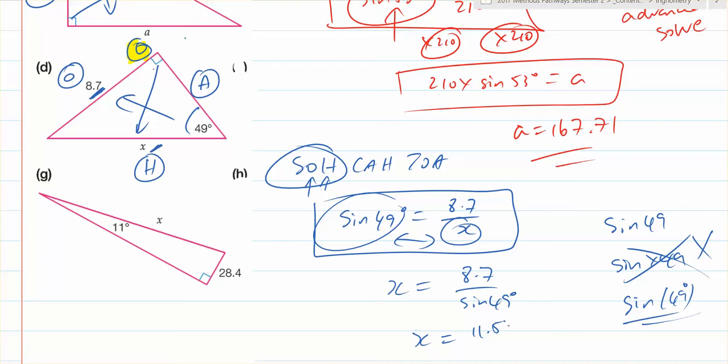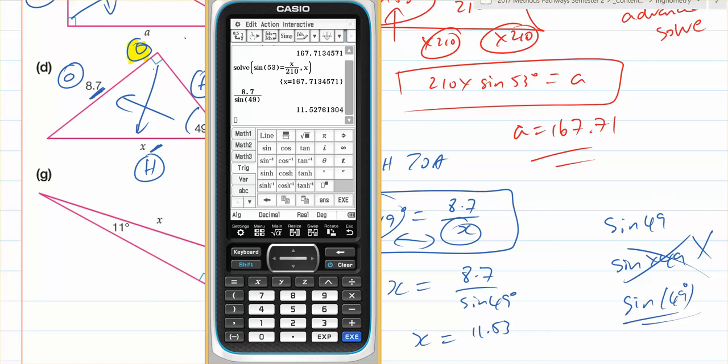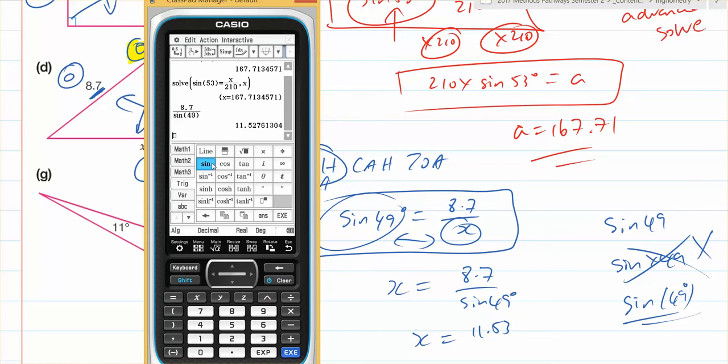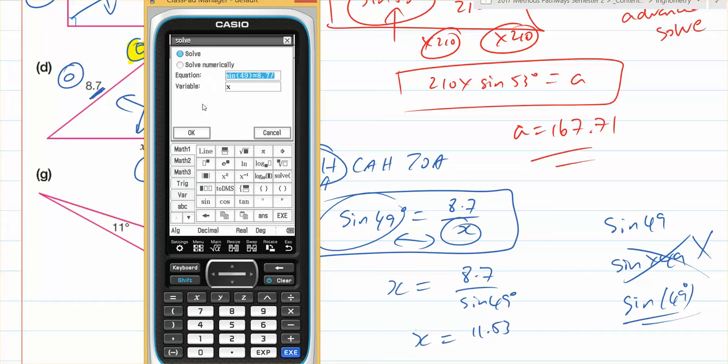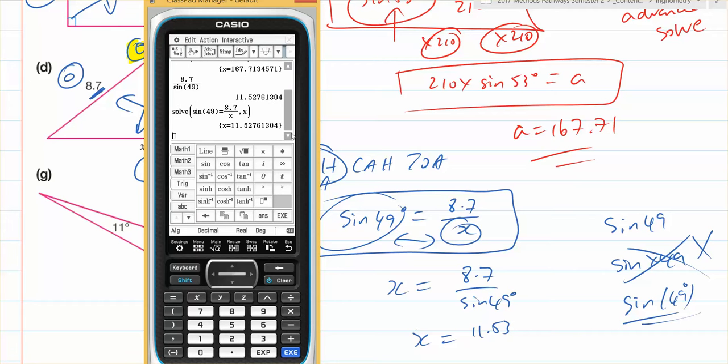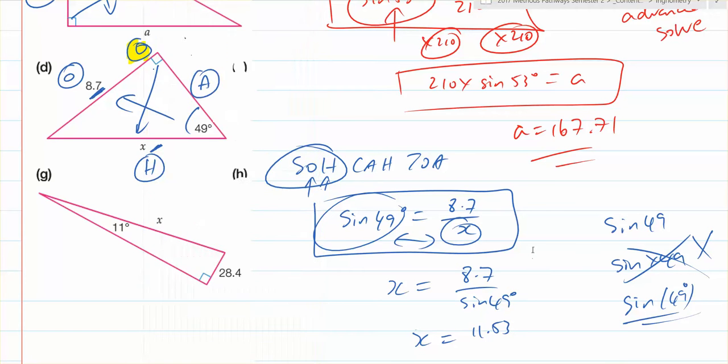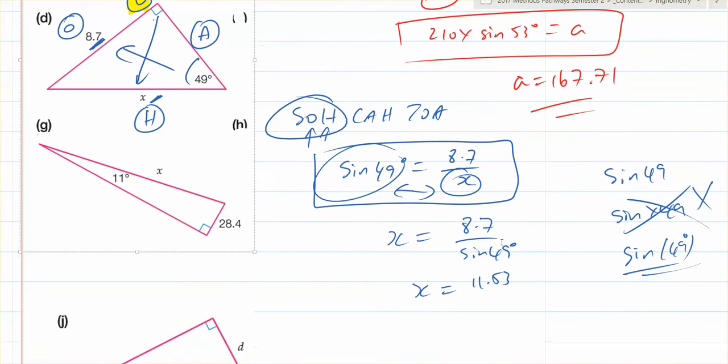Okay. Alternatively, if you don't know how to do algebra, you can go sine 49 equals 8.7 divided by x. Okay, and I want to solve for x, so go interactive, advanced, solve, and it does it for me. So 11.54, we get the same answer. Okay, but again, you do need to know a bit about rearranging, so that if the question is asked in multiple choice, you can recognize which one's the rearranged form.